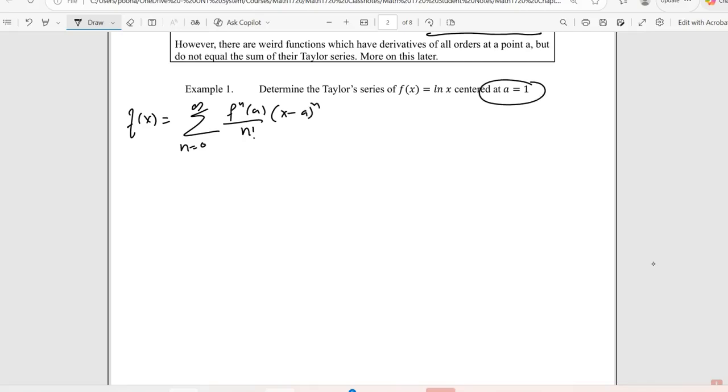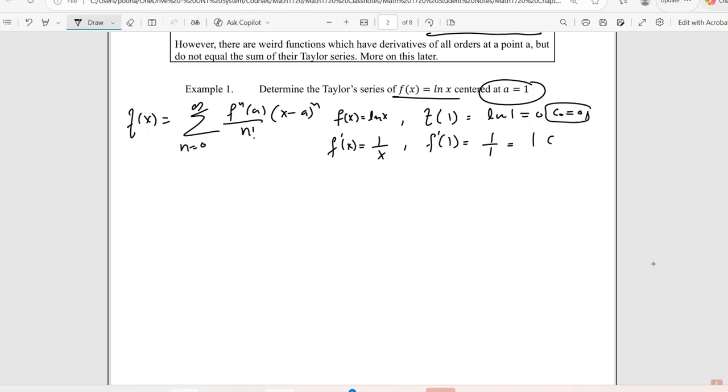So here a is given as 1, the function is ln x. Basically what you need to do is find f of a first. f of 1 is natural log of 1, which will be 0. f of x is given as natural log of x. What is the first derivative of the function? It will be 1 by x. So what is f prime of 1? 1 by 1, which will be 1. So c naught is 0. c1 is f prime of 1 by 1 factorial, which is 1 by 1, so 1.